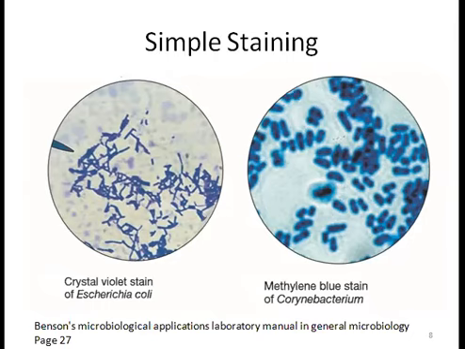Here in this picture, you can see the E. coli cells are stained with the help of crystal violet, and there is only the use of one stain that stained the cell wall of these bacteria. Here in this picture, you can see the cells stained with methylene blue, and these are the two types of the simple staining method in which only one stain is used.